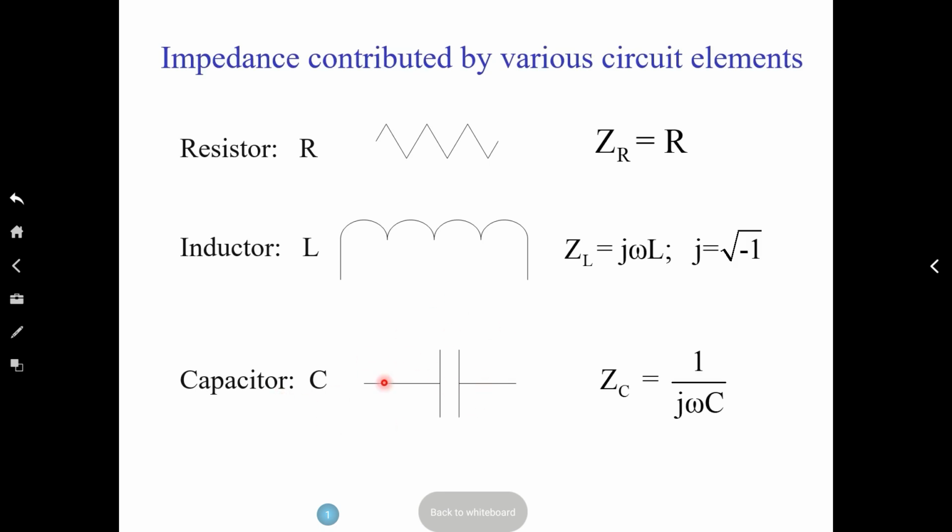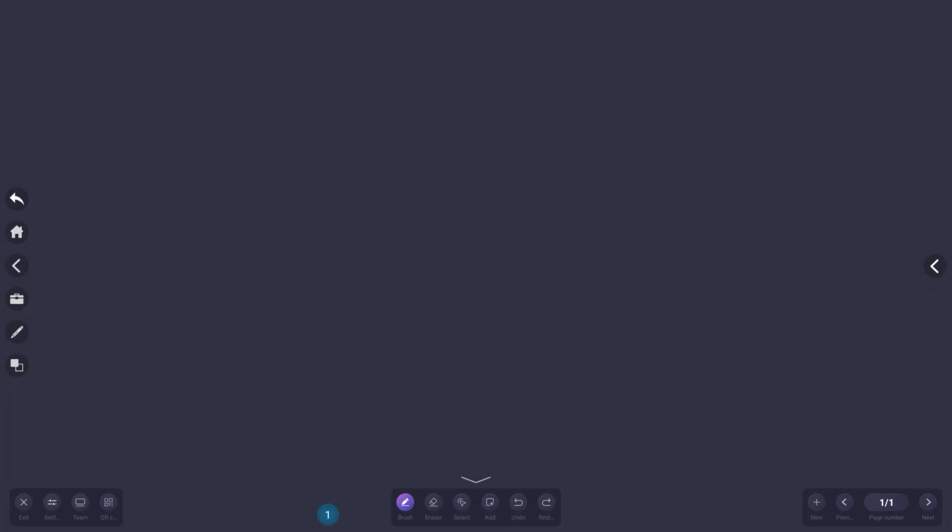And then if you have a capacitor, it will contribute to the impedance by this equation, 1 over j omega C. And you will actually see, I think there is a source for where this comes from. So that is electrical charge given by C times V, right? That's correct? Capacitance and voltage.